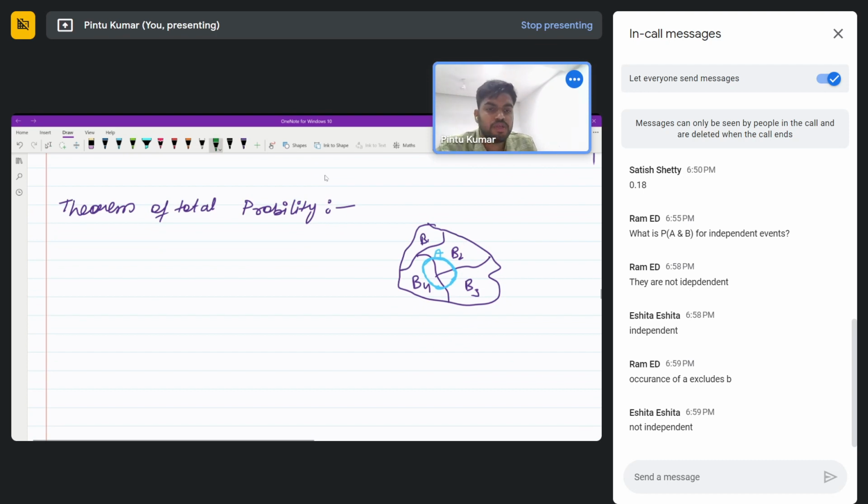So this green line, the outer boundary, that I'm now overwriting in green, let's say this is your sample space. A weird looking one, but let's say this is your sample space.